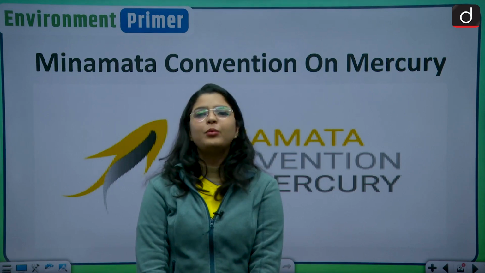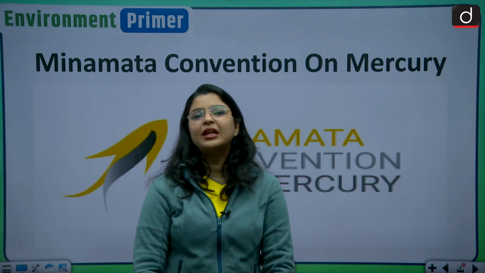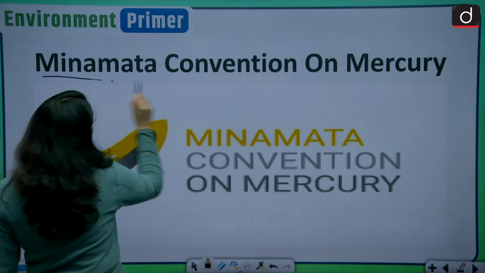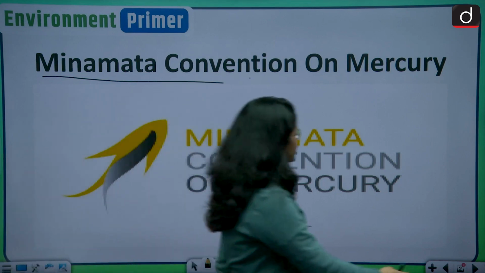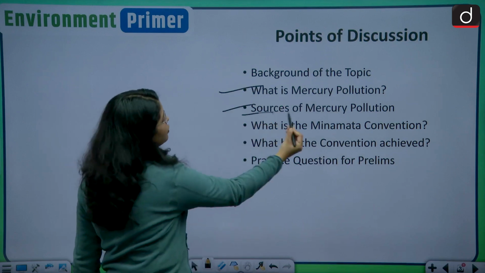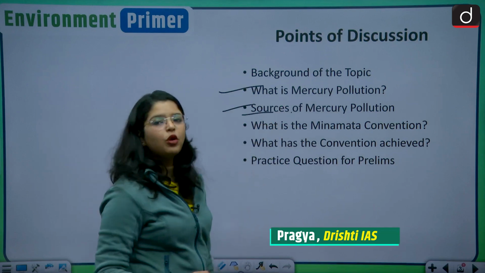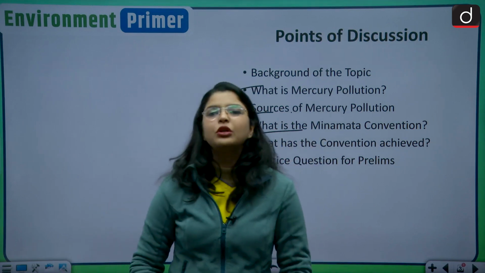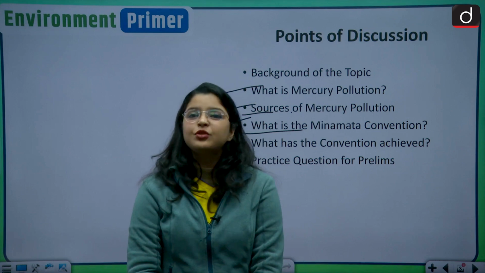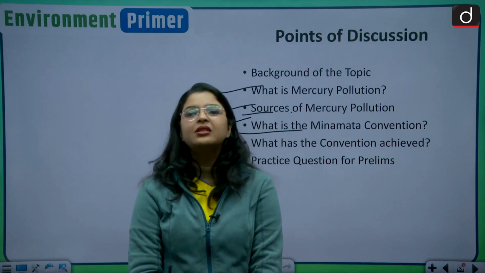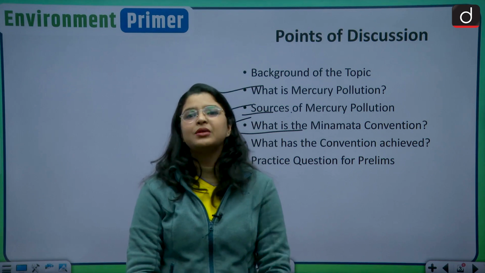My name is Pragya, and in today's interesting episode of Environment Primer, we are going to discuss a very important convention. The title of our today's discussion is the Minamata Convention on Mercury. So in this discussion, we'll firstly study what mercury pollution is. Then we are also going to analyze the sources of this mercury pollution. Then we are also going to see what the Minamata Convention is. We are also going to analyze what has been achieved by this convention as of now. And lastly, we are going to analyze the practice question for your prelims examination.